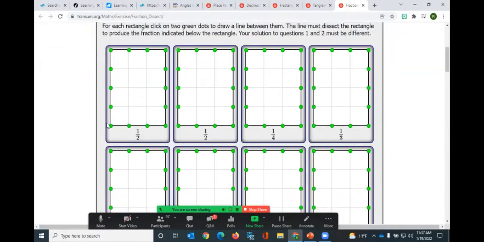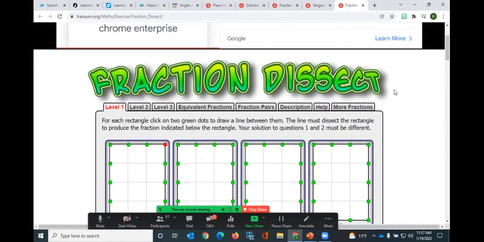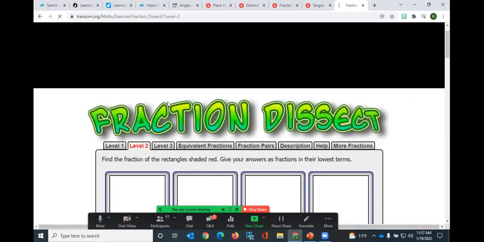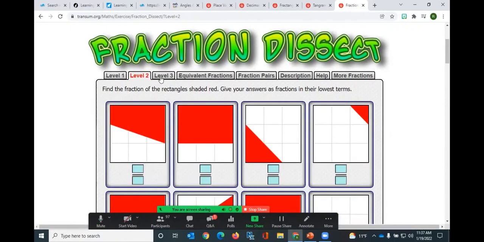1/4, how many different ways can I do this? Can I connect from one dot to the other? All different types of levels within this. So here's a level where it's shaded, and then you're trying to determine what the fraction is.